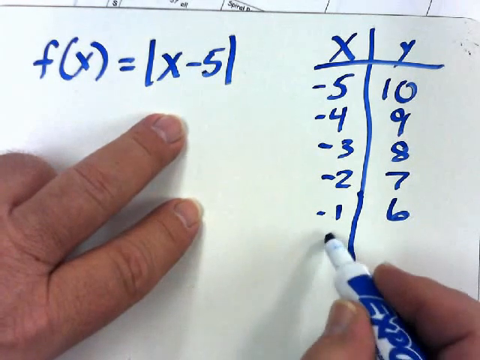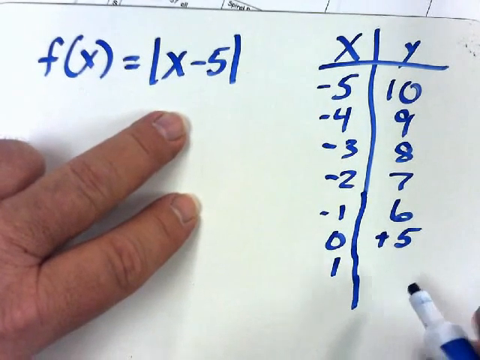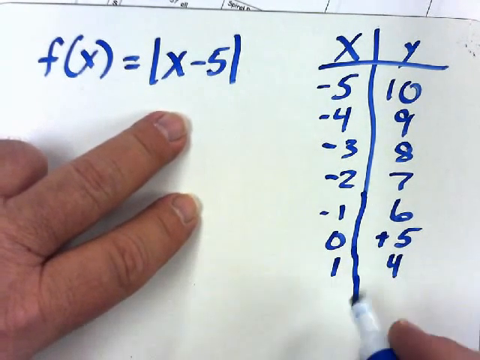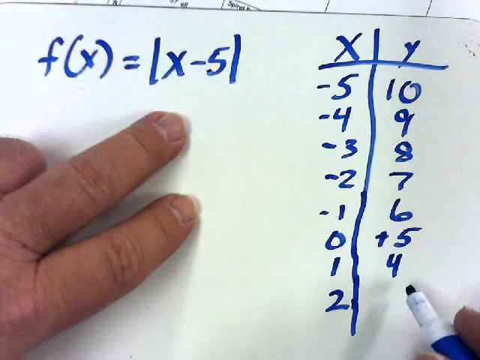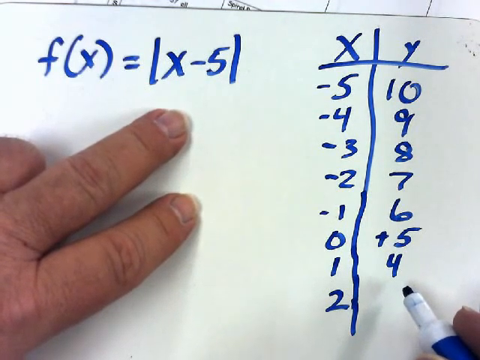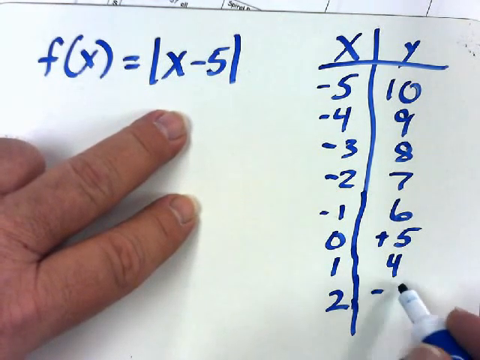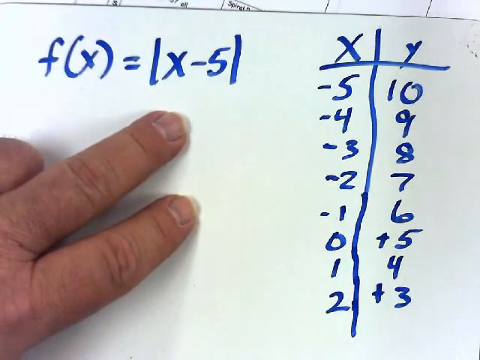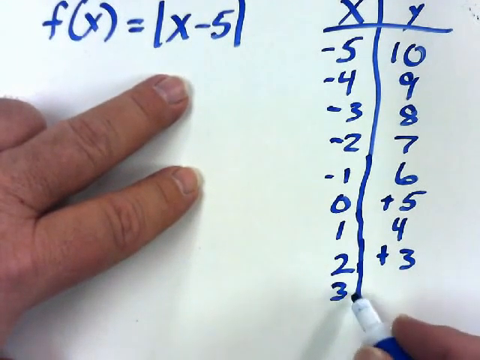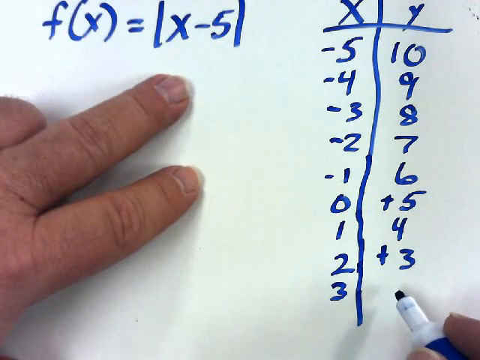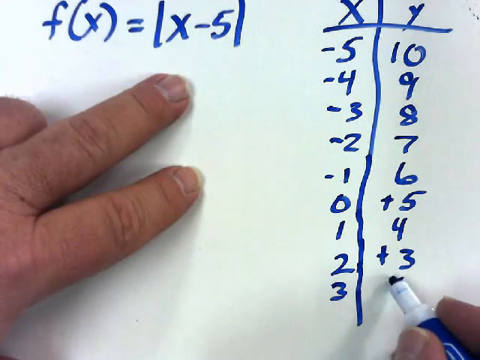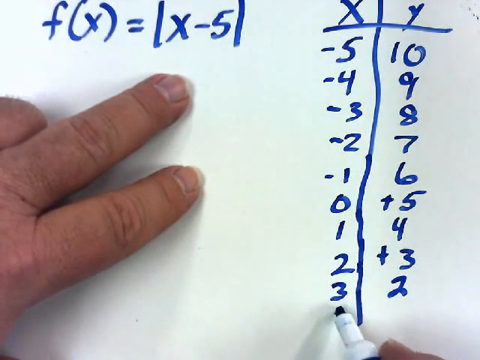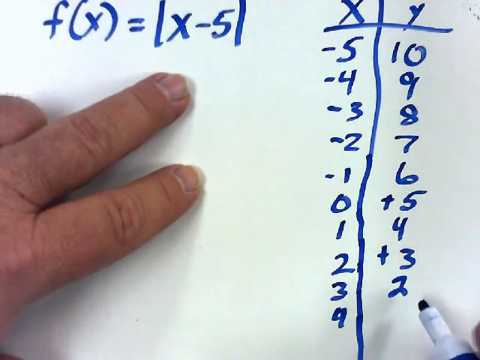0. 2. 2 minus 5, which would be a positive 3. 3. Negative 2. 4. Negative 1, which is a 1. 5. 6.